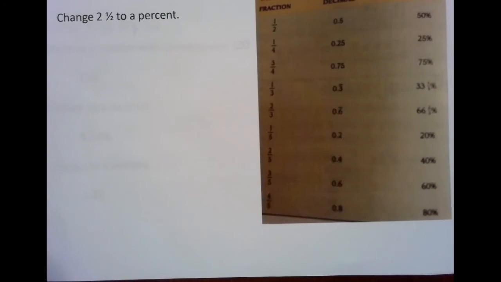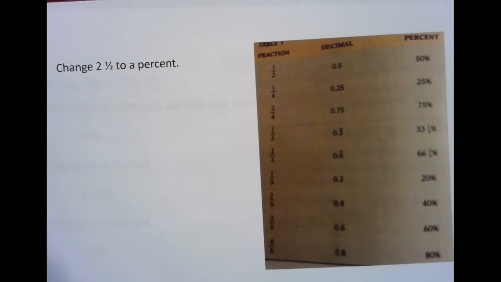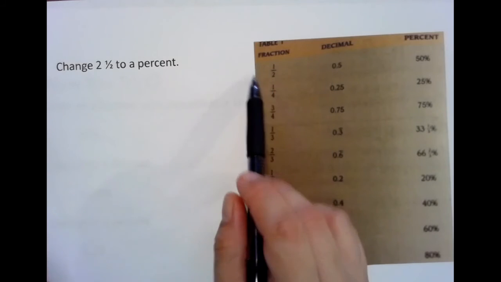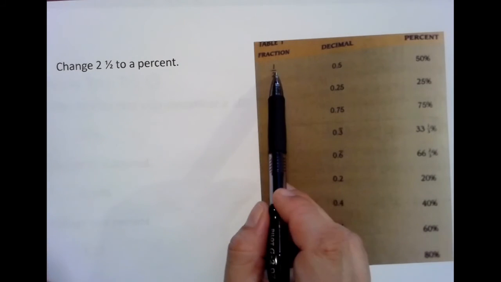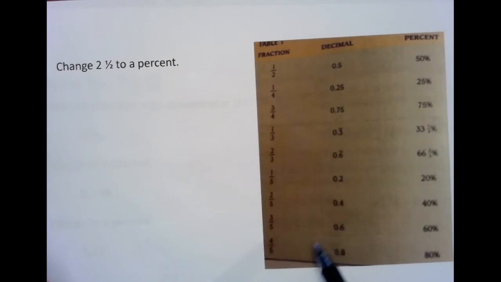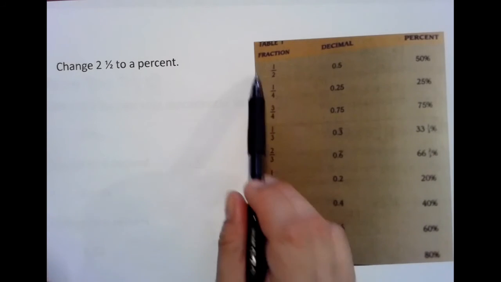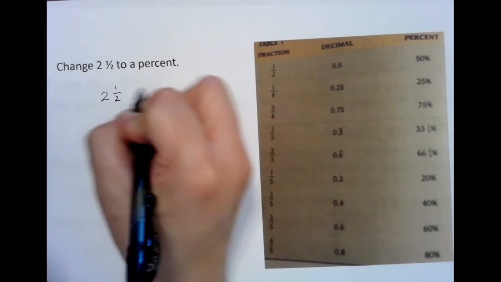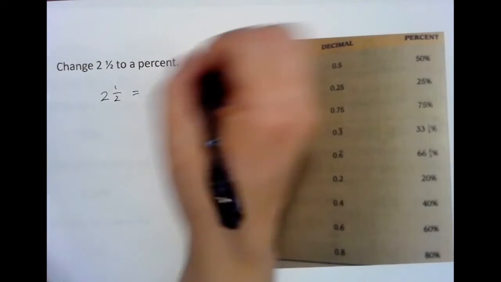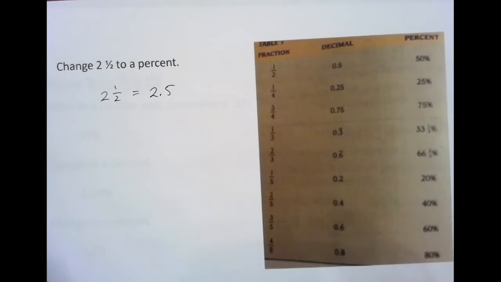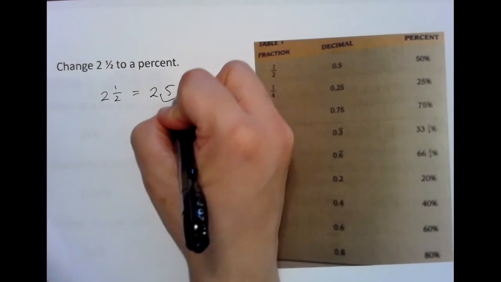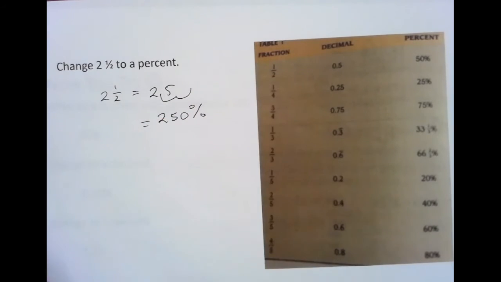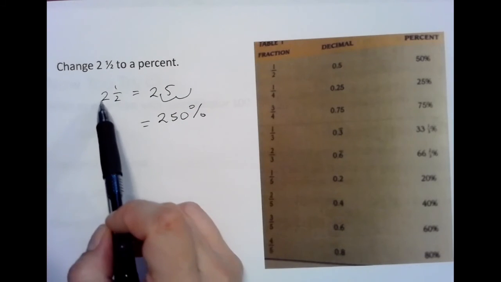Again, if we want to change 2.5 to a percent, we can use this table. These are popular fractions and their decimal equivalents and their percentage equivalents. So if we have 2.5, we can go ahead and move the decimal over 2 spaces. We get 250%. If you've noticed by now, any whole number is basically going to be like 100%, 200%.